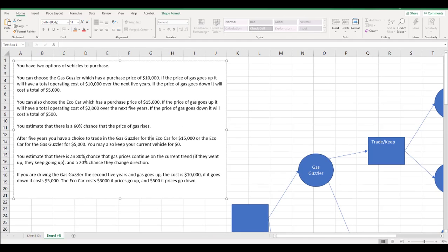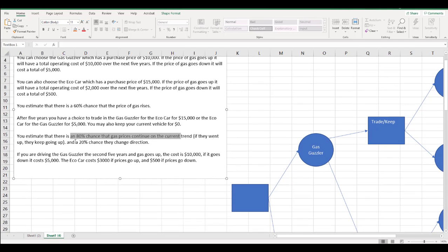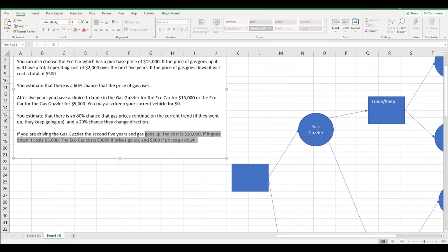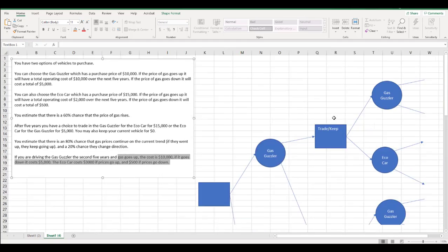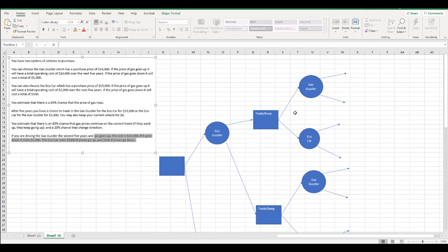In this, we have an 80% chance that the price continues on the current trend. So if it went up, it continues to go up. If it goes down, it continues to go down. And a 20% chance they change direction. Also, we have some slight changes to the costs of the cars and the operating costs based on, again, in real life, expected costs of depreciation, increased costs of vehicles, fuel, all that kind of stuff. So this is a fairly realistic problem here.